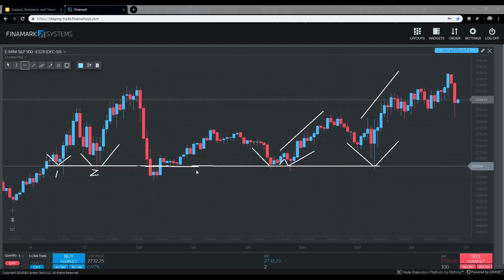Okay, so the idea was we were looking for an entry location, and that's going to be marked off by the ellipse. So say we were looking to get into the market for a buy right around this location here. We would have set our stop loss, which I'm going to use a red line or a red rectangle. We'll use a red rectangle. How about that?